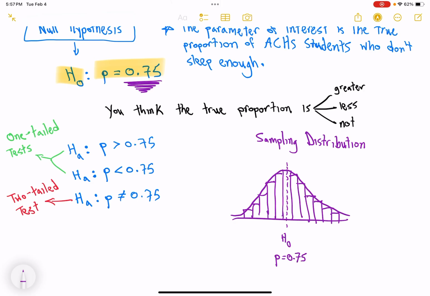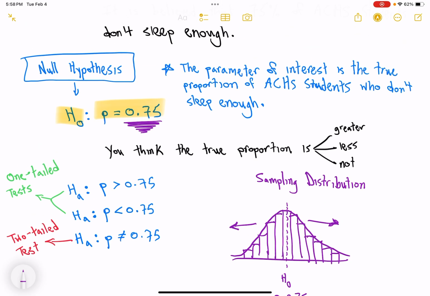And there are odds that reach far out to the left and odds that reach far out to the right that become less and less likely as we travel away from the mean, right? And as you could probably imagine, if I took a sample of 100 of you guys and found that the proportion was like 76% of you don't sleep enough.